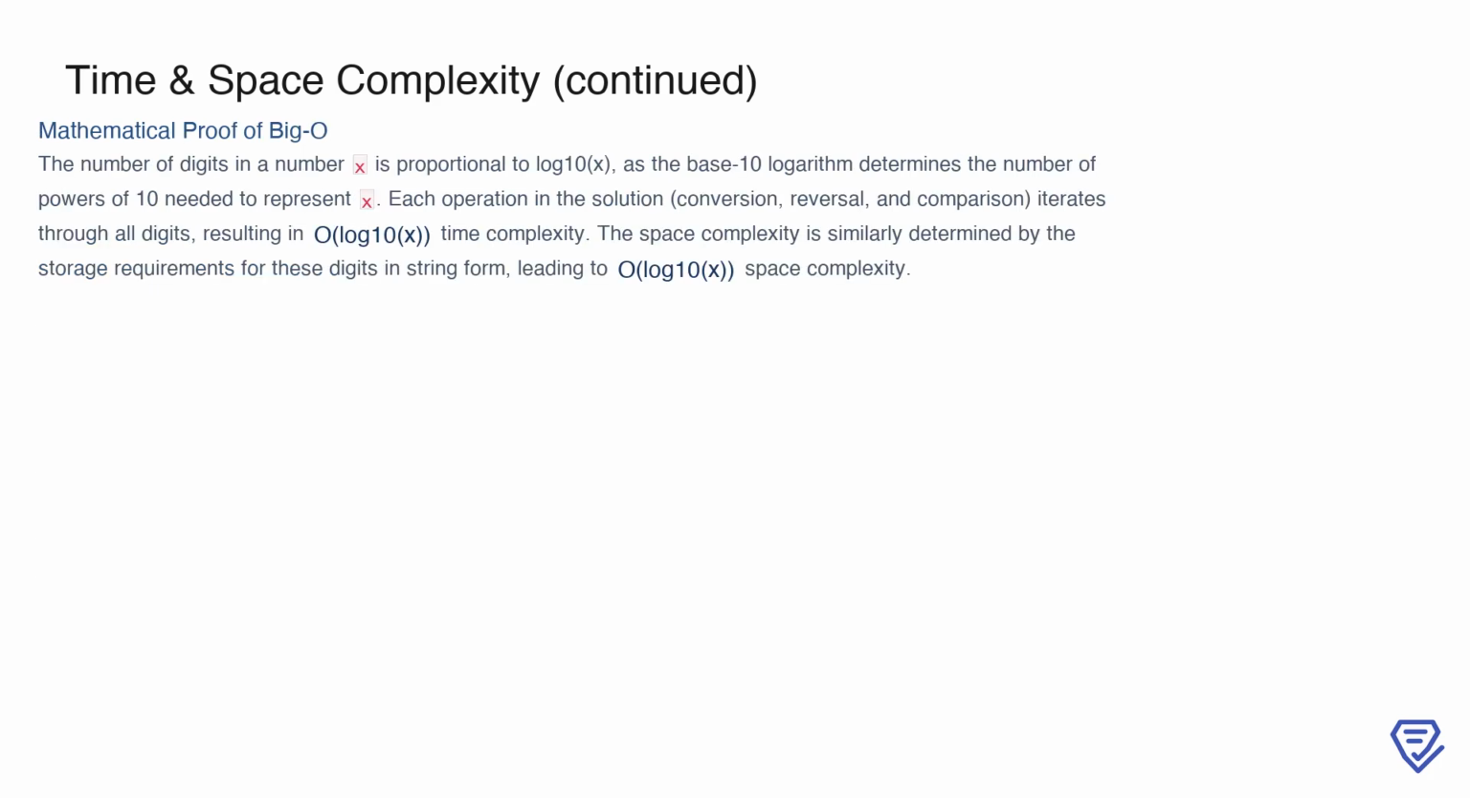To mathematically validate our big O analysis, consider that the number of digits in a number x is proportional to log10(x). This is because the base 10 logarithm effectively counts the powers of 10 required to represent x.